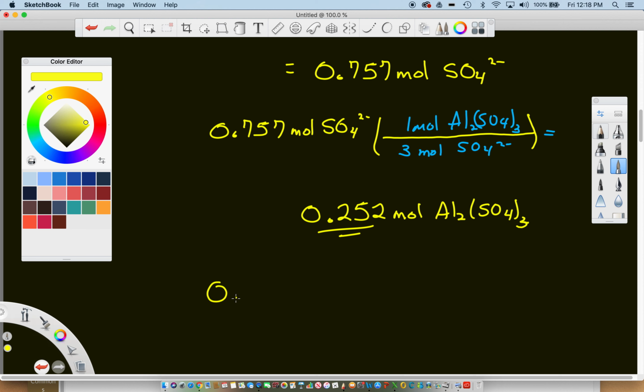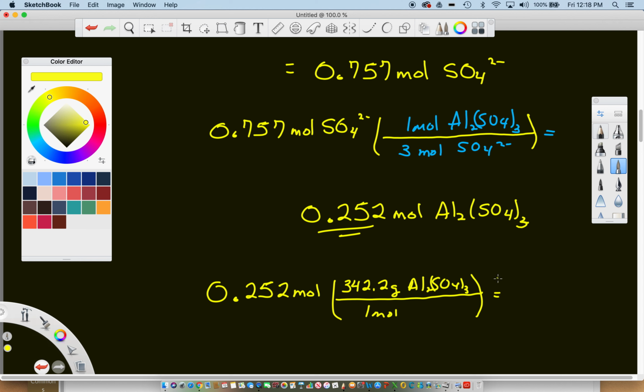So our last step, 0.252 moles. And we can use the molar mass now. 342.2 grams of aluminum sulfate per 1 mole. And I get 86.2 grams of aluminum sulfate.